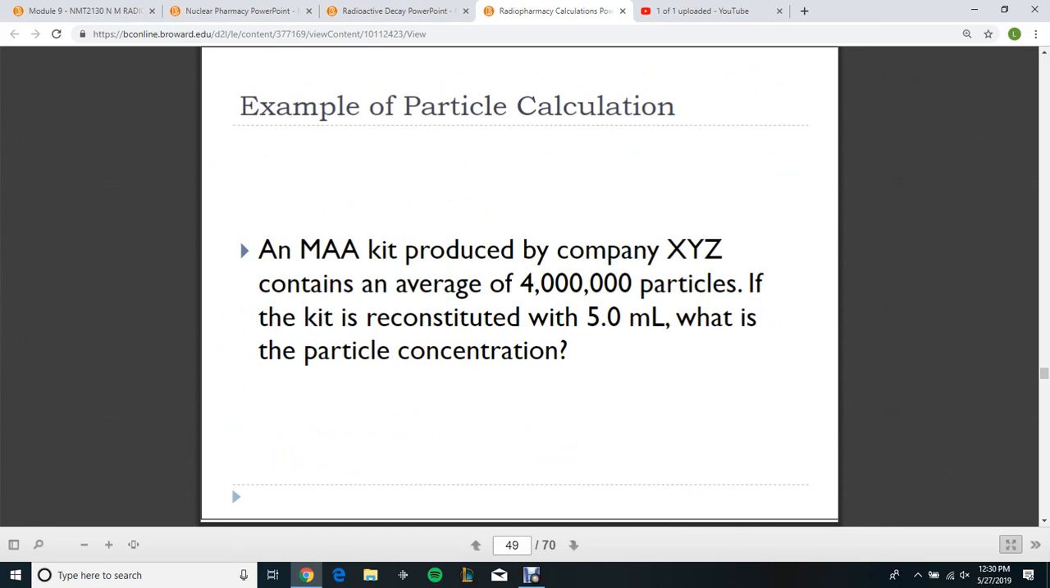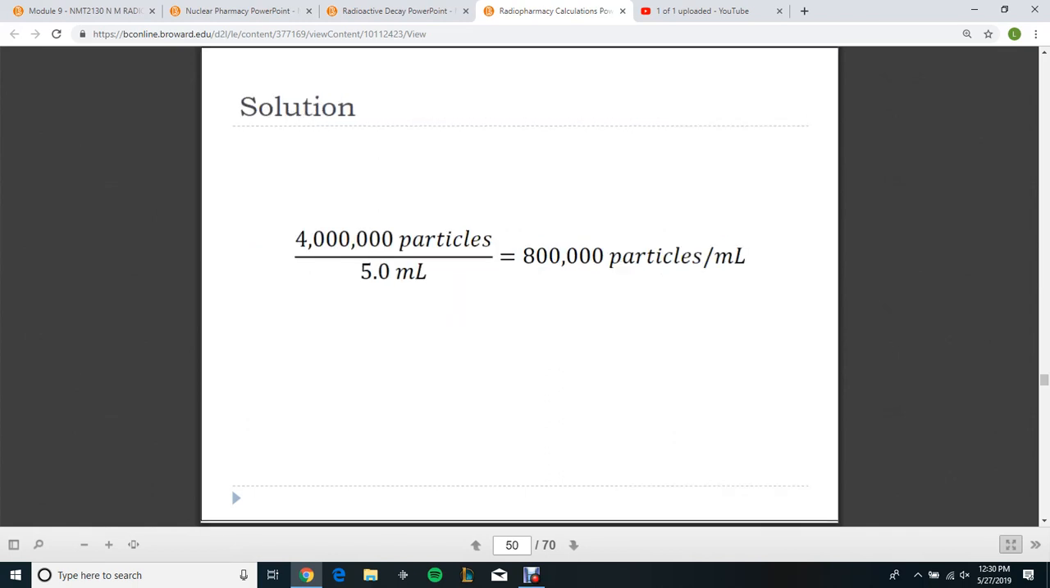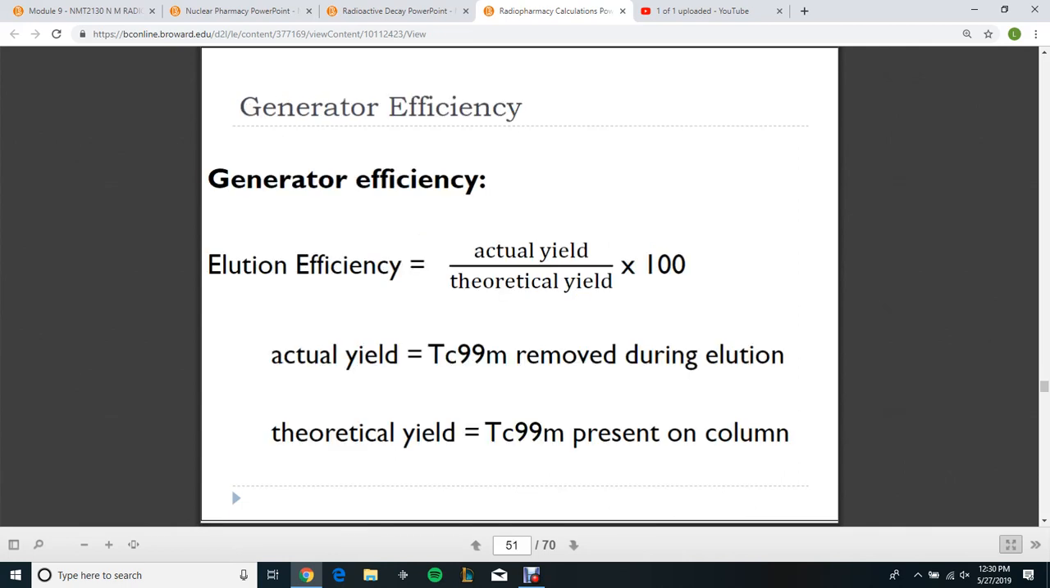Example of particle calculation. An MAA kit produced by company XYZ contains an average of 4 million particles. If the kit is reconstituted with 5 ml, what is the particle concentration? So you take the 4 million particles divided by 5 ml, and you're going to equal 800,000 particles per ml.